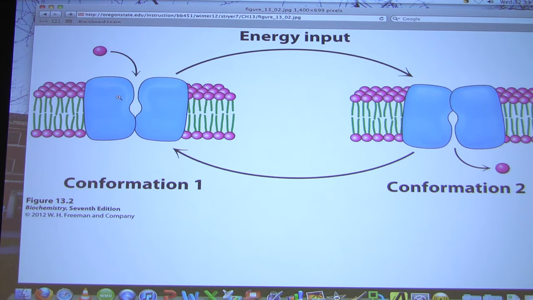If it's active transport, and you might want to underline this, there are a variety of possible energy sources. A variety of them. We're going to talk about a couple of them. ATP is a common one, but ATP is not the only one.